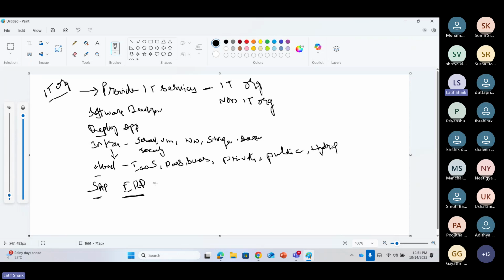Different SAP modules are required: SAP HR, SAP FICO, SAP SD, SAP MM, like that. Different modules are required by an organization. So what will our IT organization do? We take an SAP application, an ECC6 server, install it into a physical server or a cloud, run these modules on this server, and provide those services to our client.